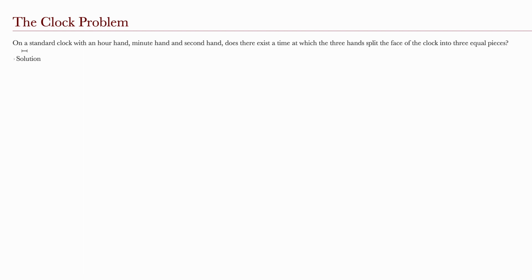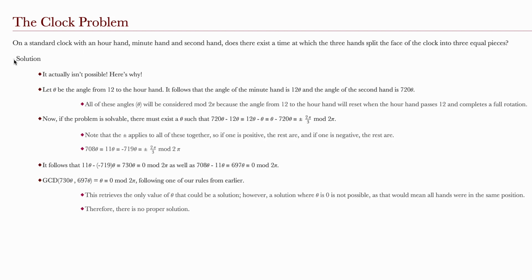You can pause the video here if you're not ready for the solution, but we'll go over it right now. It actually isn't possible. Here's why. Let's suppose theta is the angle from the 12 on the clock to the hour hand. It then follows that the angle of the minute hand is 12 theta, and the angle of the second hand is 720 theta. All of these angles will be considered mod 2 pi because the angle from the 12 to the hour hand will reset when the hour hand passes 12 and completes a full rotation.